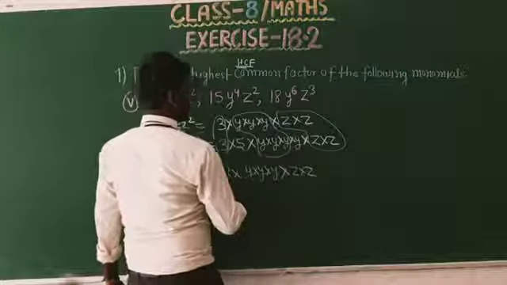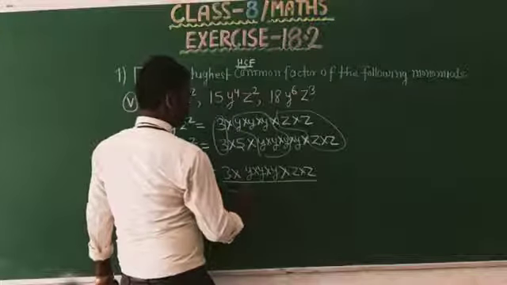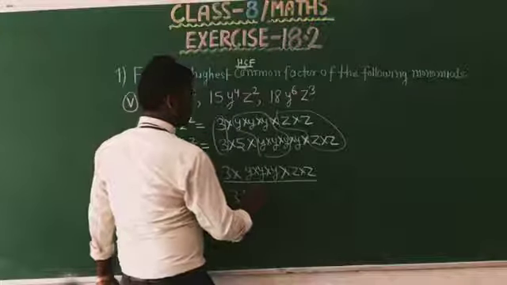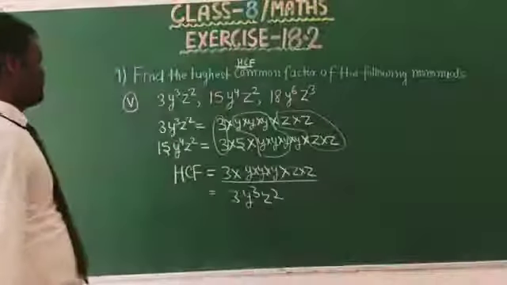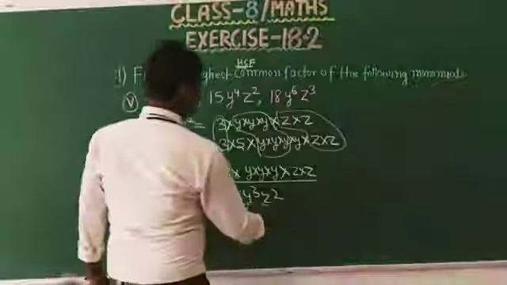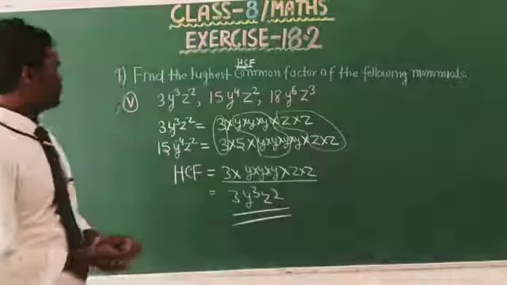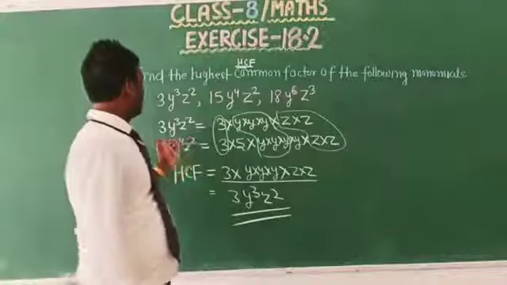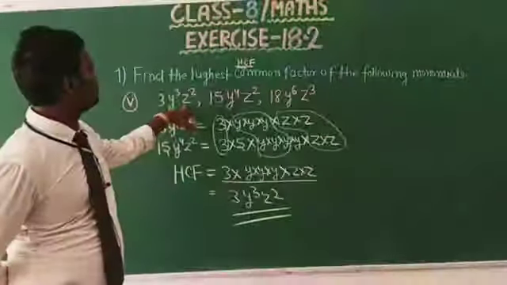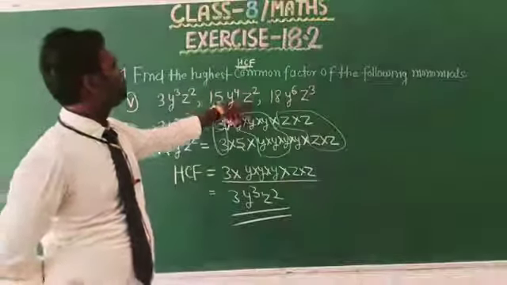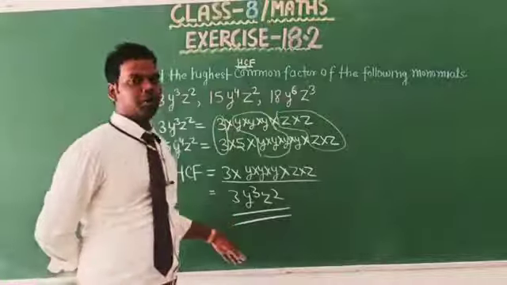Now combining these factors, we find this is y to the power 3 z square. So dear children, this is the highest common factor of the expressions 3y to the power 3 z square, 15 y to the power 4 z square, 18 y to the power 6 z to the power 3. So this is the required answer.